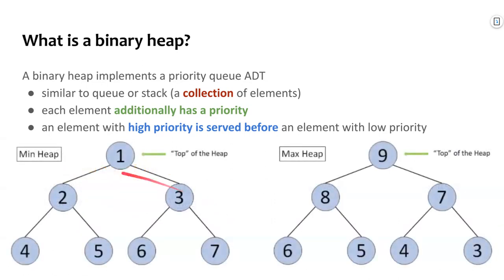So this is the picture. In the case of min heap, as I told you, the value of this node is no greater than the values of its children. So 2 and 3 are greater than 1. And 2 is smaller than its children, 4 and 5. So this is what we call min heap. And in the case of max heap, the order is reversed. So the value of the node is greater than the values of its children. So 9 is greater than 8 and 7. So it's quite easy to understand with pictures.